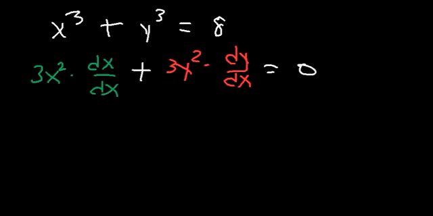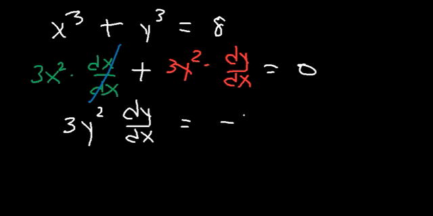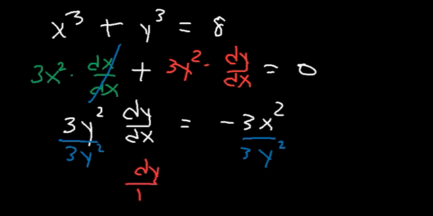Now our goal is to isolate dy dx. So this disappears. Let's move the 3x squared to the other side. So we have 3y squared dy dx is equal to negative 3x squared. And next we're going to divide both sides by 3y squared. So therefore, dy dx, which is basically just y prime, is negative x squared divided by y squared.